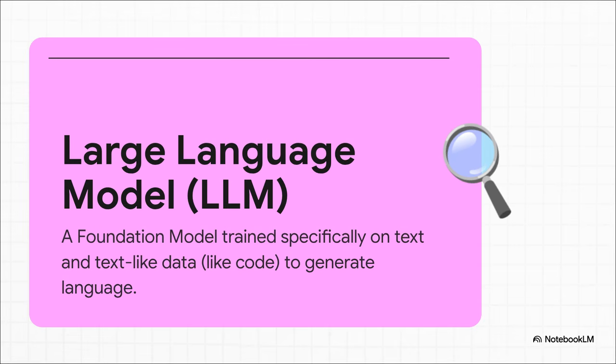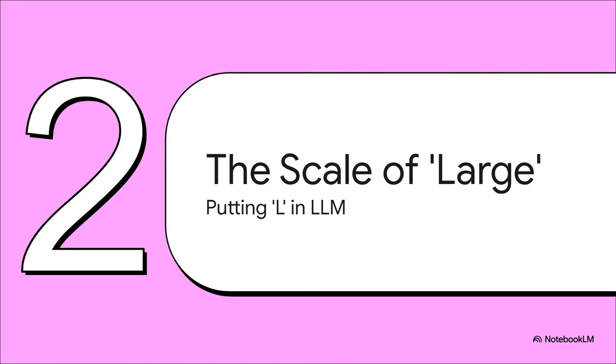So with that in mind, an LLM, a large language model, is just a type of foundation model that specializes. Its giant data set isn't pictures or sounds. It's text. We're talking books, articles, websites, you name it, even computer code. Basically, its entire universe is built from the written word. Okay, so that covers the language model part of the name. But what about the large?